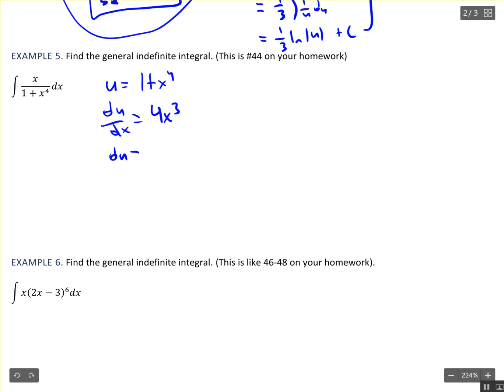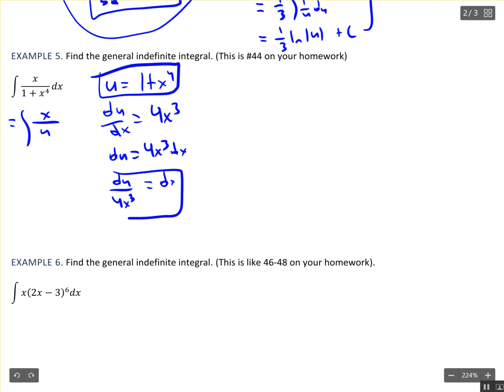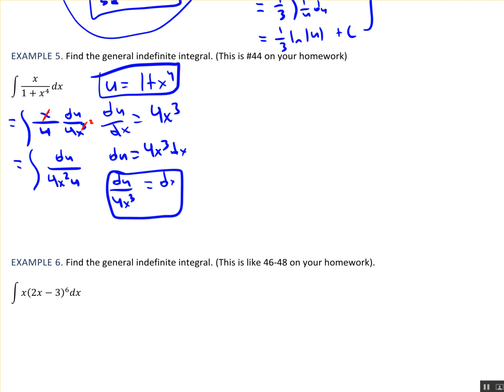So let's multiply both sides by dx, and then let's divide by 4x cubed. So when I do this, I get x over u, using this here. And then, substituting for dx, I get du over 4x cubed. So when I do that, notice the x becomes x squared, but I get du over 4x squared u. Right, this is a u and that's a 4. All right, so when I do this, I have x's and u's.